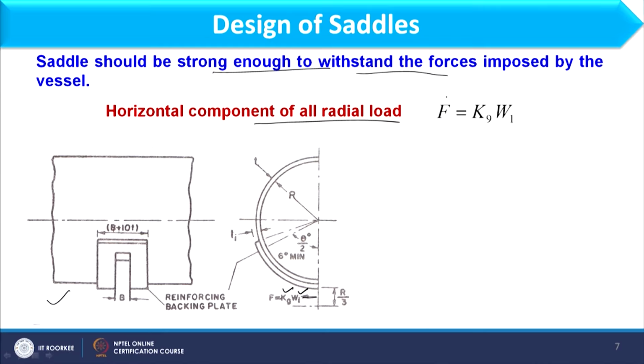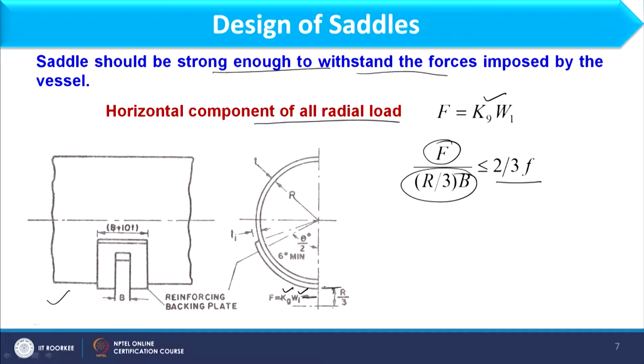So, the total horizontal component of all forces will be given as F, and that would be K9 into W1 as shown here. And F divided by R by 3 into B should be less than or equal to 2 by 3 F. Now, this F is the horizontal component and this is the acting area. Why is it the acting area? If you consider this image, here we have this length R by 3. R is the inner radius of the vessel, and its 1/3 part would be this height, into B.